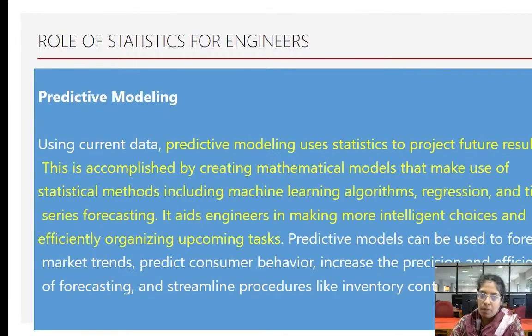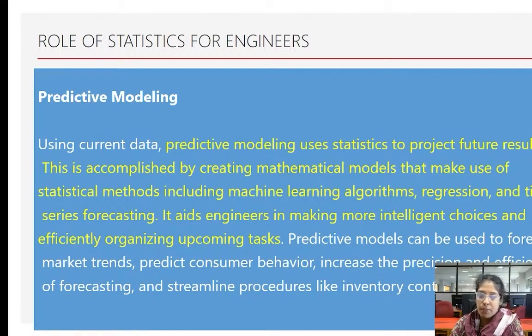And predictive modeling, of course, which is in boom right now. Predictive modeling uses statistics which gives us what may be the future results for the given project. This makes use of machine learning algorithms, regression, time series forecasting, etc.